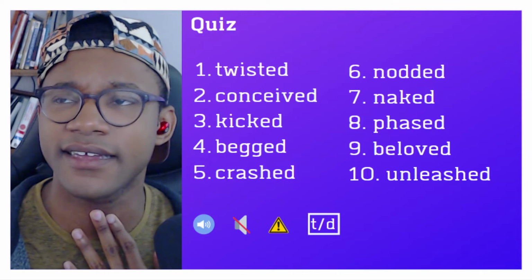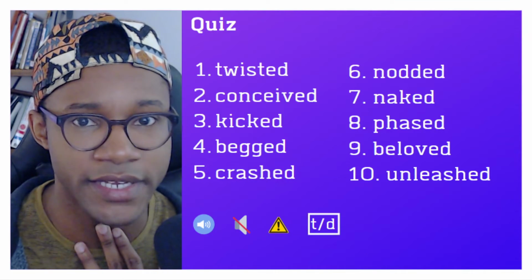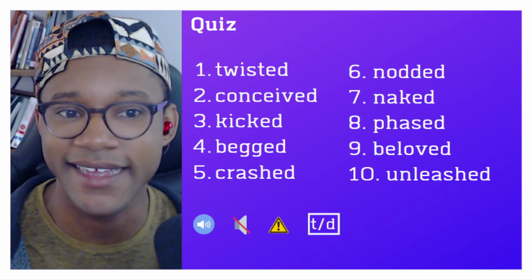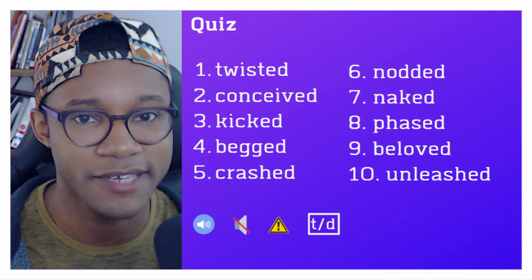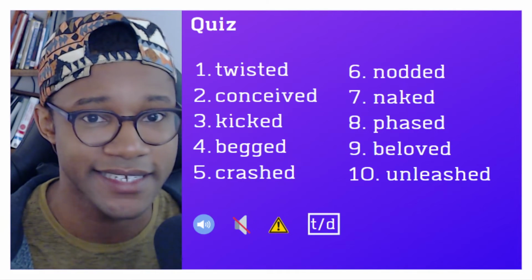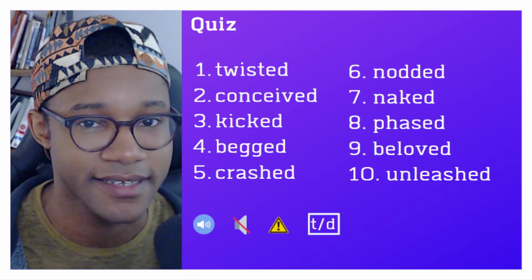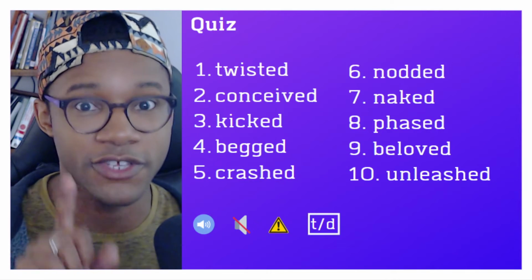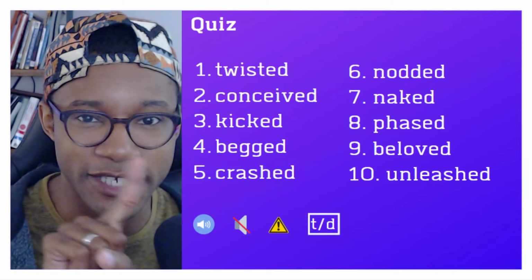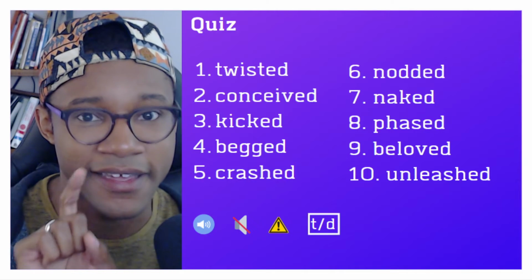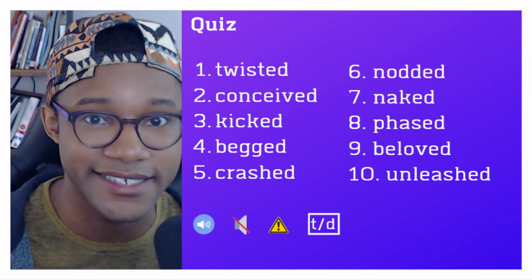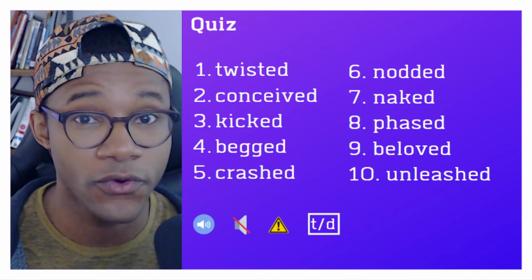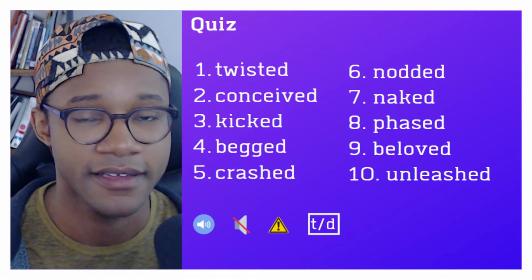Number 3, the root word is kick. Here, this is unvoiced. There's no vibration there. Kick. So this means that we're just going to go straight to a t sound. Kicked. Make sure that you're not doing a sound in between that K and that T sound. Kicked.